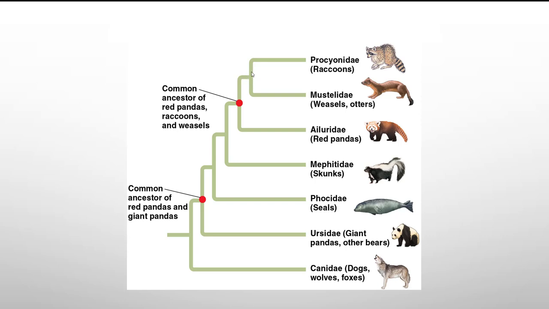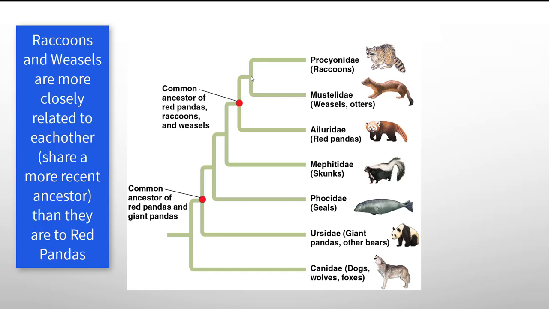So from there, there was a common ancestor, and then the two families branched off from there. Okay. Here's another common ancestor. So here we have this branch forming with this group. Okay. And then this branch forming with this group. So we can see where the relationship is. You can see that raccoons and weasels are more closely related to each other than they are to red pandas, because their common ancestor is more recent in time.